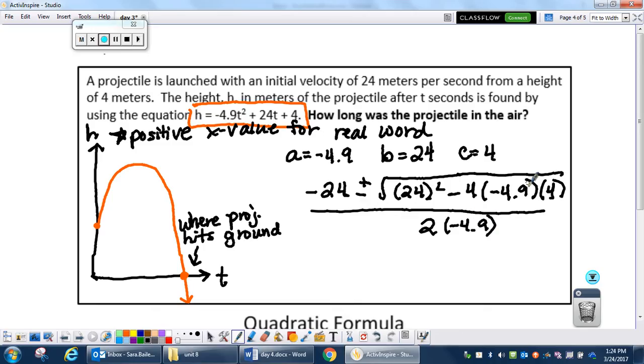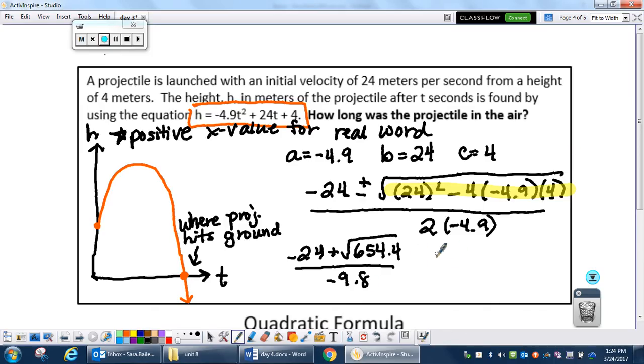So what I like to do first is calculate that number under the radical. So I plug this into my calculator first, and then I'll be doing negative 24 plus the square root of that number, which is 654.4, over 2a, which is negative 9.8. So I do it that way.